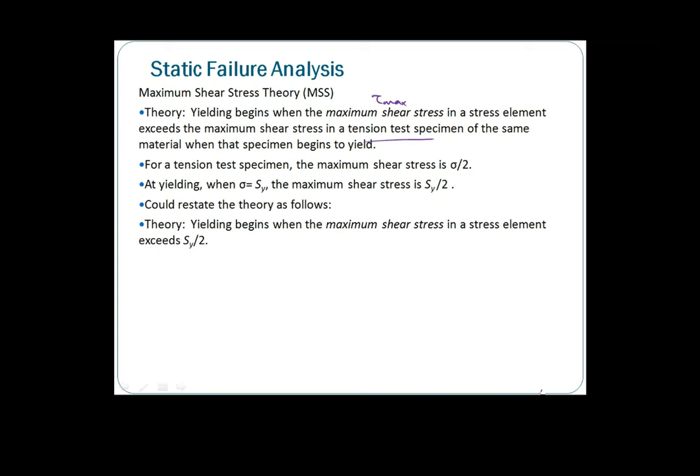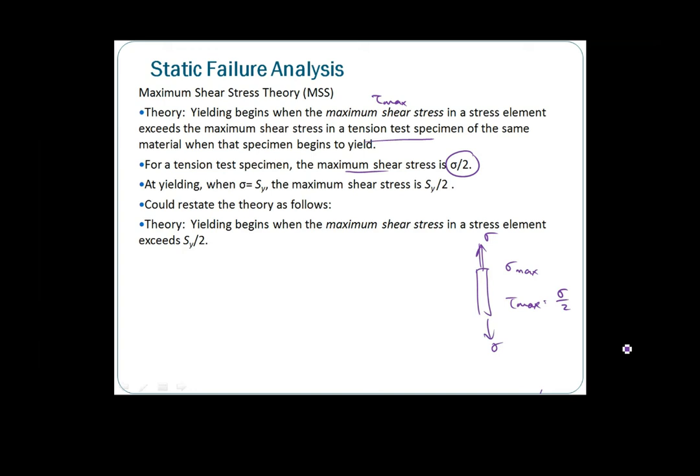So when you are doing a tensile test, you have a specimen, then you pull it until it fails. The maximum shear stress happens at failure, when your sigma, which is the normal stress, equals the maximum stress. When it fails, that tau max itself is actually sigma over 2.